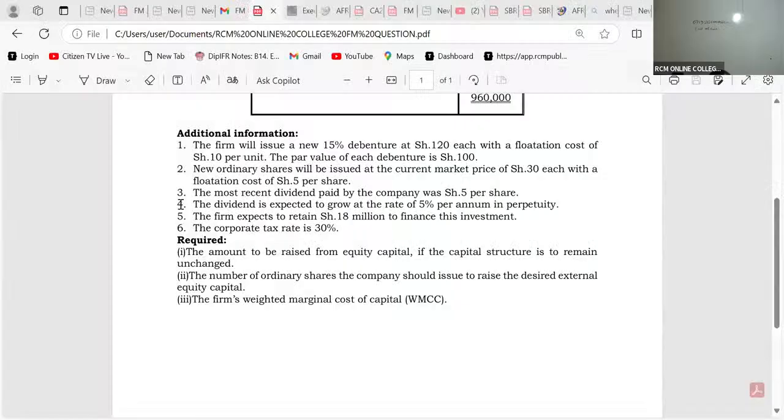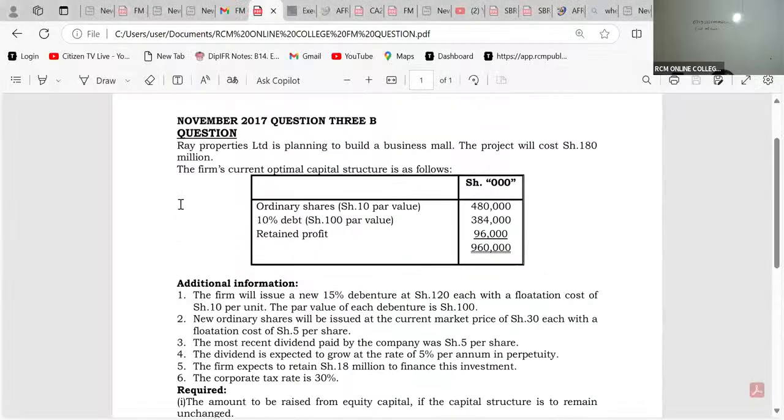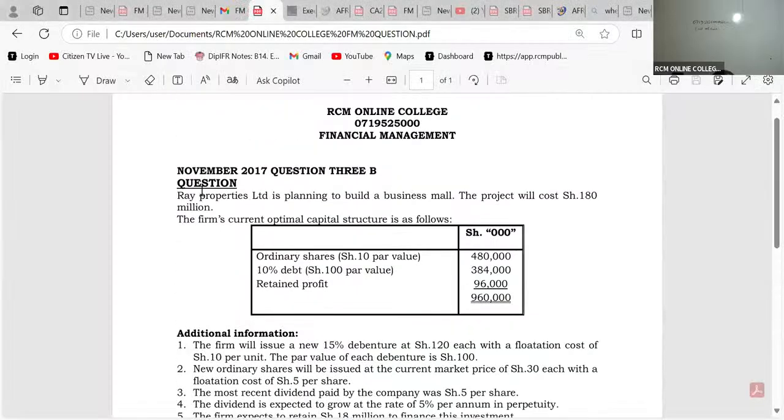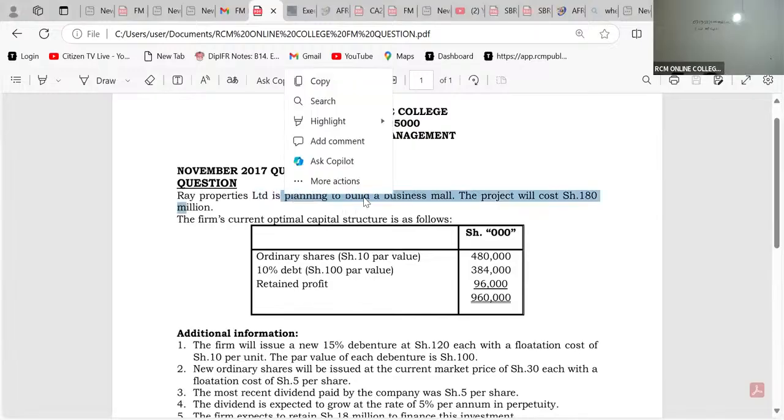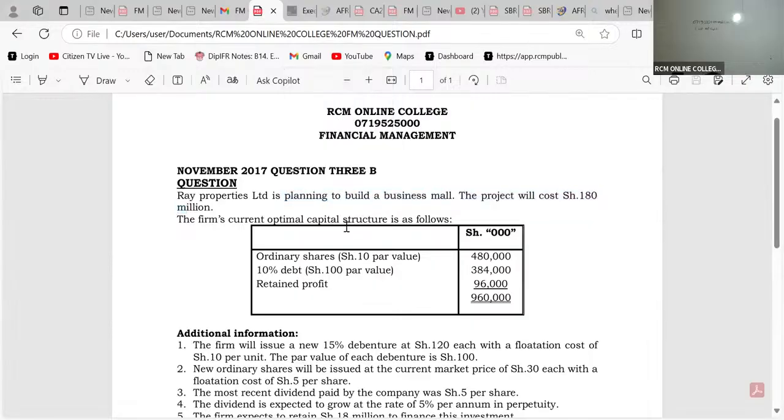No. Look at this, ladies and gentlemen. I just want you to see this. Ray Properties Limited is planning to do what? To build. So it's a futuristic activity. It's a futuristic project that we don't have amongst our existing portfolios. The project will cost what here? 180 million. So this is a new project.